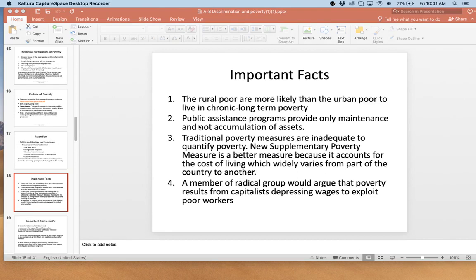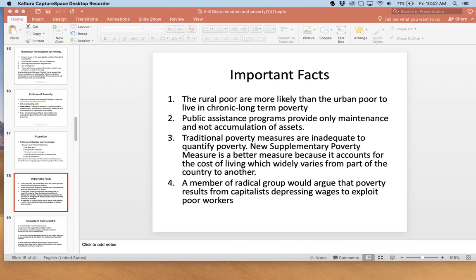Two, public assistance programs provide only maintenance and not accumulation of assets. When you watch Professor Arroyo's clip, she's going to be giving you some of these things that are pushed forward about the welfare queens, that people who are on welfare earning so much money, they're rich, they're mulching on the poor. No. What this tells you is that public assistance only provides maintenance, not make people rich.